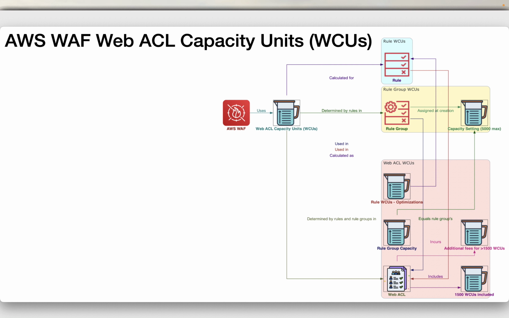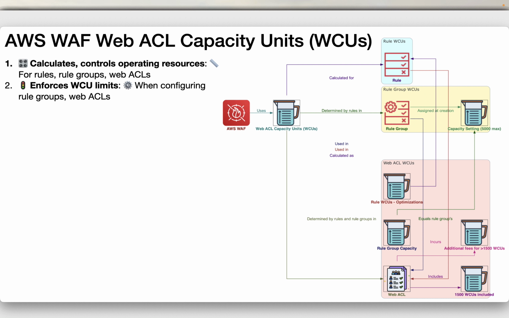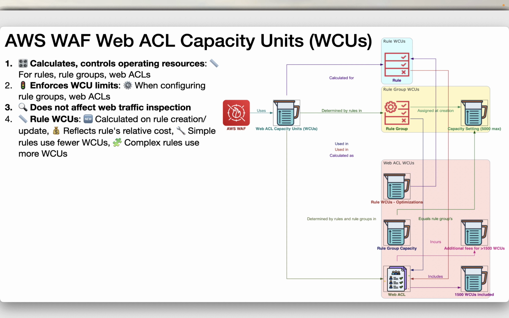AWS WAF Web ACL Capacity Units, WCUs. AWS WAF uses Web ACL Capacity Units, WCU, to calculate and control the operating resources that are required to run your rules, rule groups, and web ACLs. AWS WAF enforces WCU limits when you configure your rule groups and web ACLs. WCUs do not affect how AWS WAF inspects web traffic. AWS WAF manages capacity for rules, rule groups, and web ACLs.